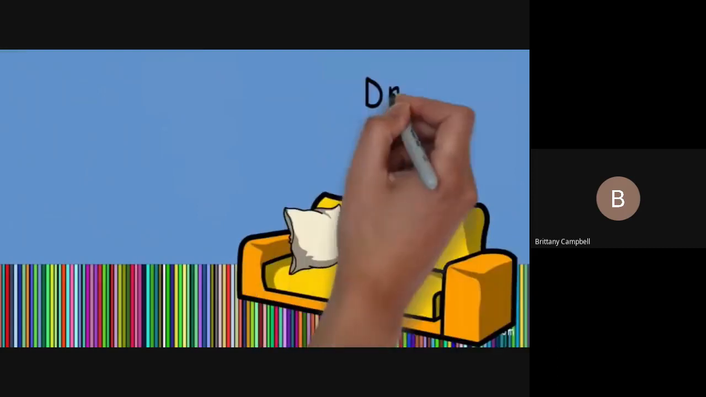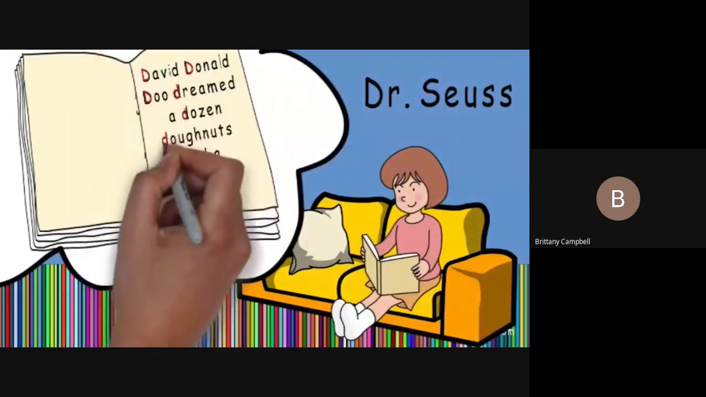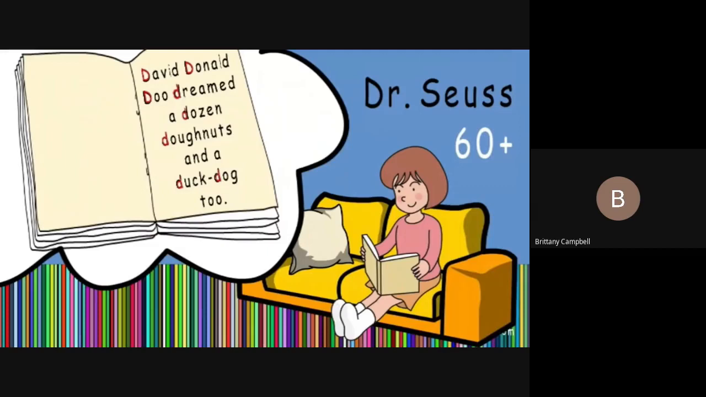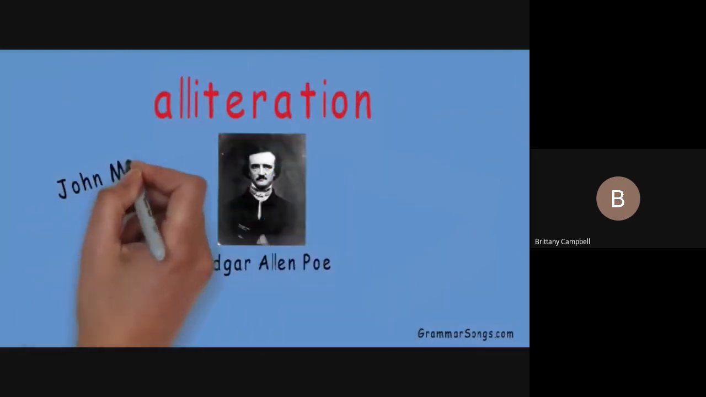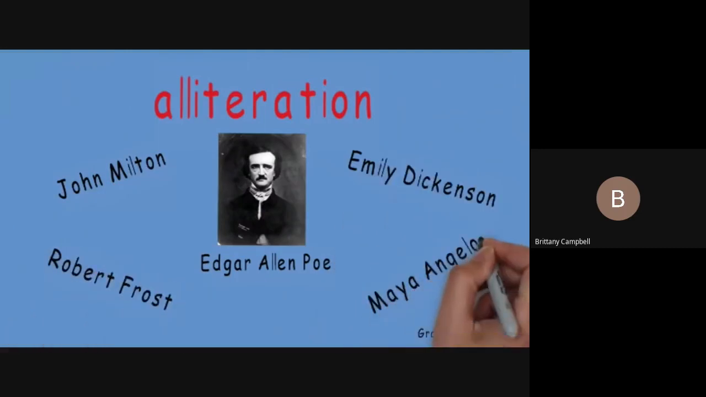Famous children's author Theodore Geisel, better known as Dr. Seuss, used alliteration among other techniques to help young children learn to read. He wrote over 60 books in his lifetime, and his work is still popular among children today. But there are other reasons to use alliteration than fun. Many famous poets like Edgar Allan Poe, John Milton, Emily Dickinson, Robert Frost, and Maya Angelou used alliteration regularly as a tool to enhance the beauty of their writing and to emphasize particular phrases or feelings.